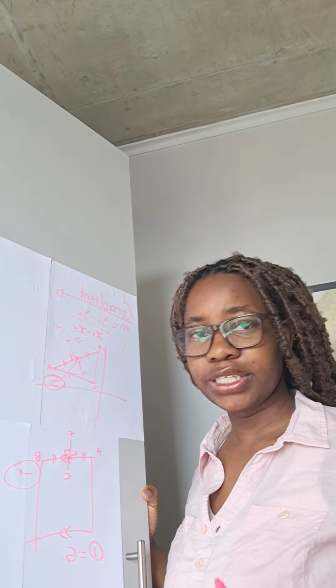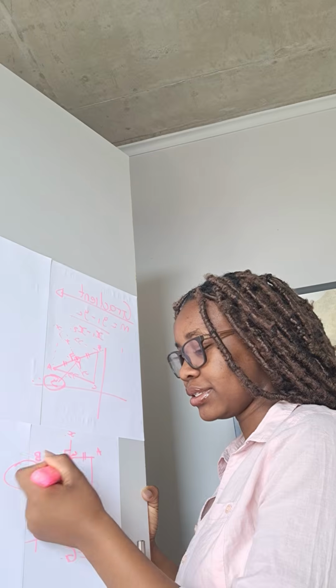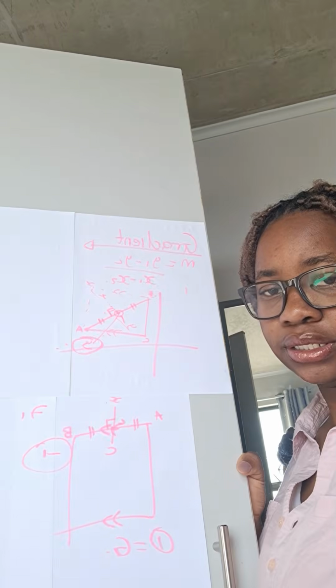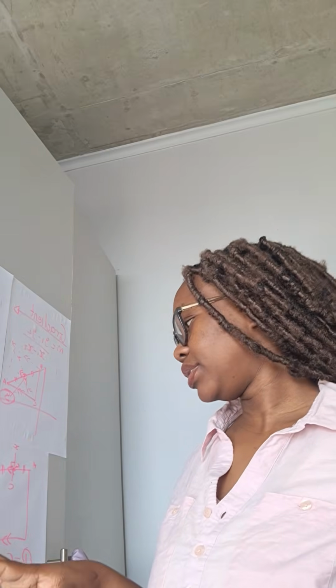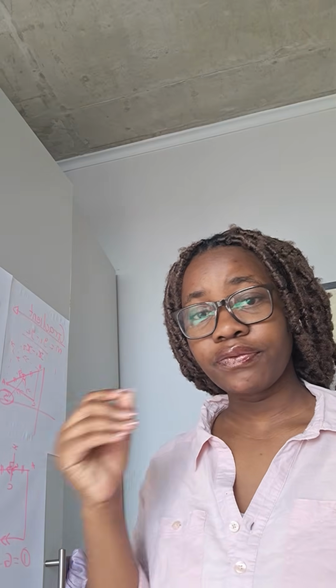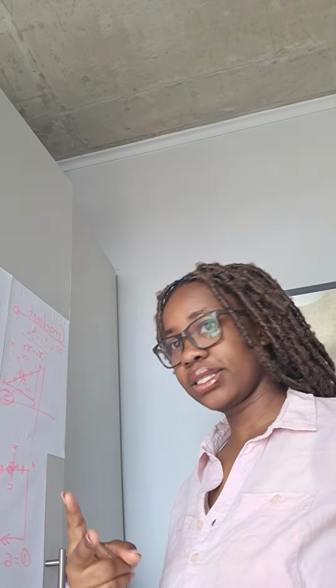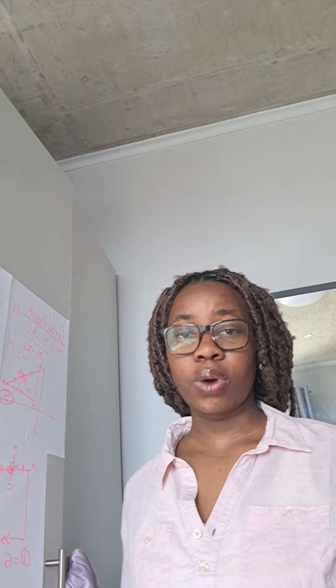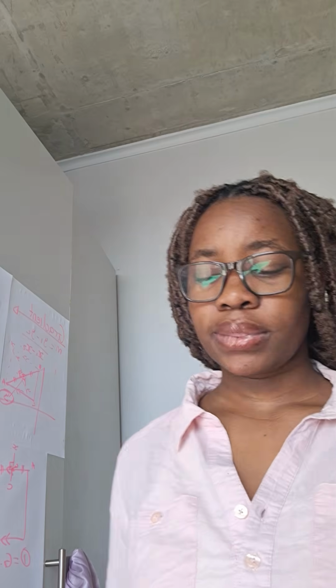So if they tell you to find the equation of line XC, what you're supposed to do, first step, calculate the midpoint. After you find your midpoint, second step, calculate your gradient. After you have your gradient, use your formula y minus y1 is equal to m into x minus x1.